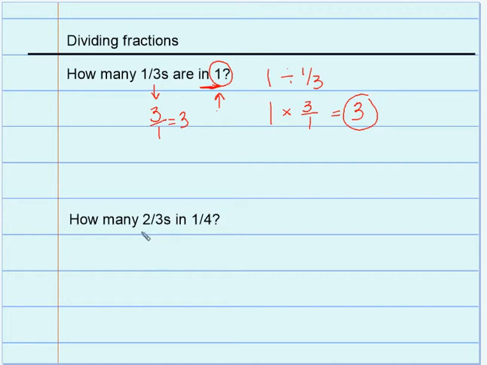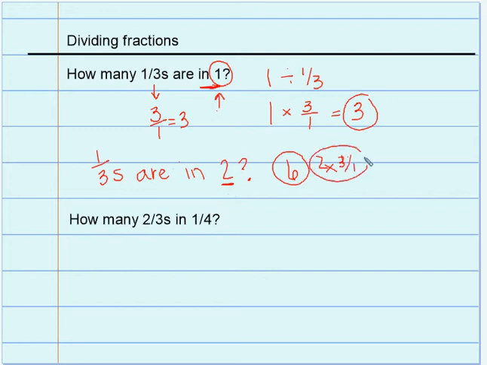But then if it said how many 1/3 are in 2, you already know how many thirds are in 1. Well, if there are 3 in 1 and 3 in another one, that would be 6. So you would take this number times the reciprocal of 1/3, so 3 ones. So let's use that logic here.